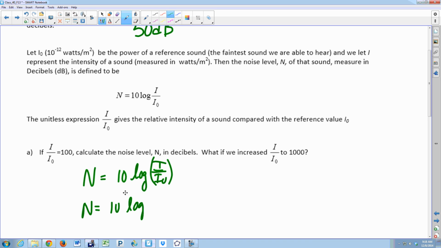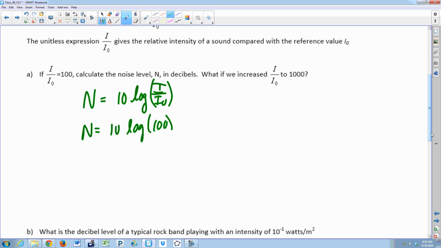So I divided by I sub naught is 100. And the common log of 100 is 2, because 10 squared is 100. So that would be a noise level, N would be 20. So we're talking about 20 decibels. So not as intense as a human conversation. So maybe someone's whispering really quietly.